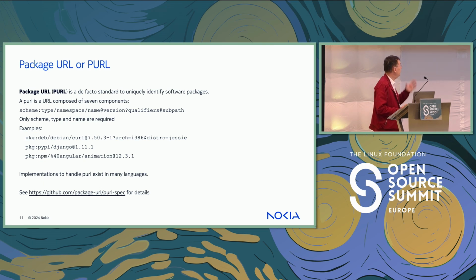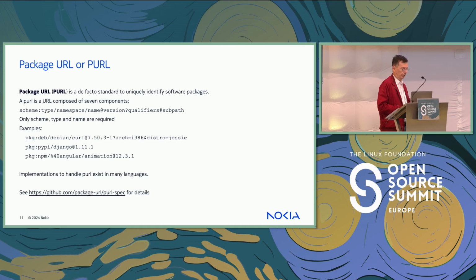As I mentioned here on the slide, there are implementations in many languages. There are libraries that implement functions to check the correctness of package URLs and to handle them, for instance, to translate the package URL into a downloadable URL. And we will be using that in the validator.